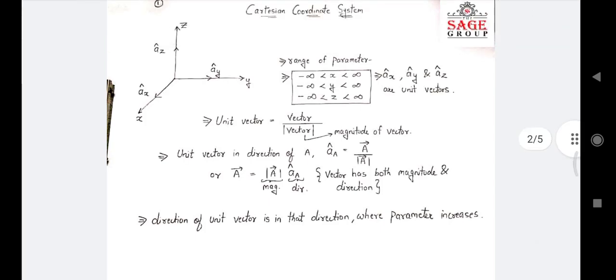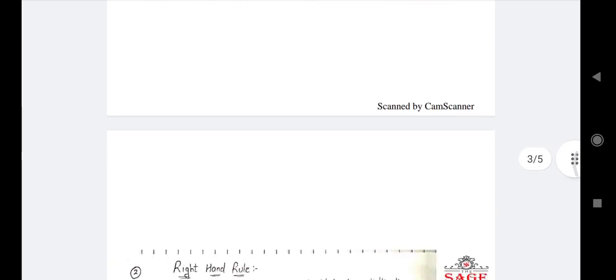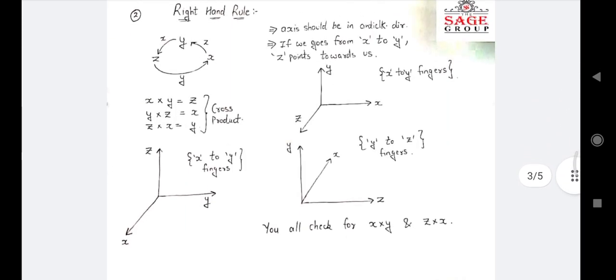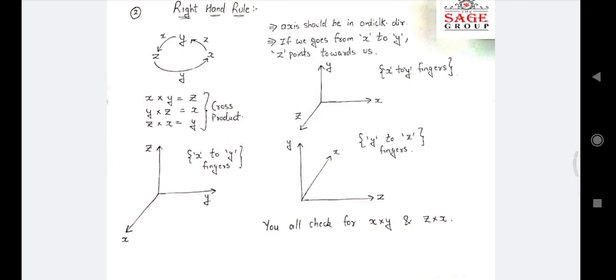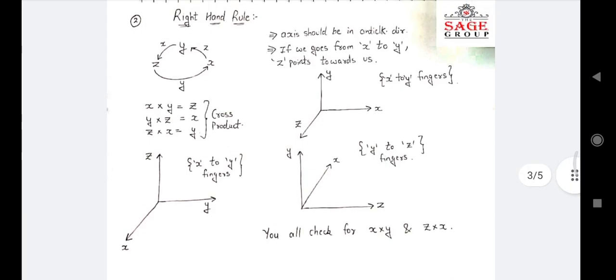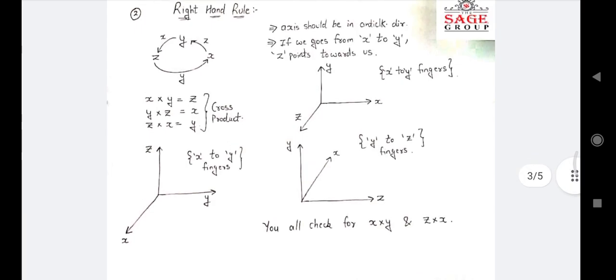Now in the next slide, we talk about how we can name the axes. For naming the axes, there are two rules used in our subject, electromagnetic field theory: the left hand rule and the right hand rule. We will always use the right hand rule. You can also use the left hand rule, but we will use the right hand rule till unit number 5 for naming the axes.